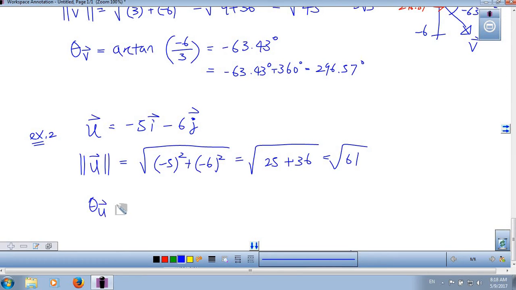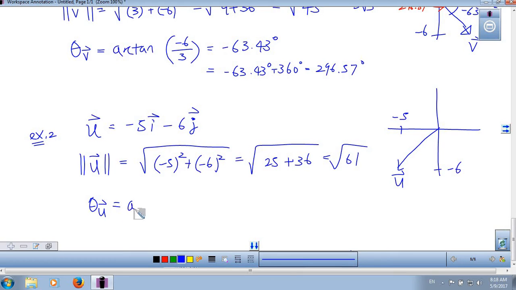Now, what about the angle theta of vector u here? Because it is in quadrant 3, both x and y are negative, so it's negative 5 here and negative 6 here. So this is what vector u looks like.